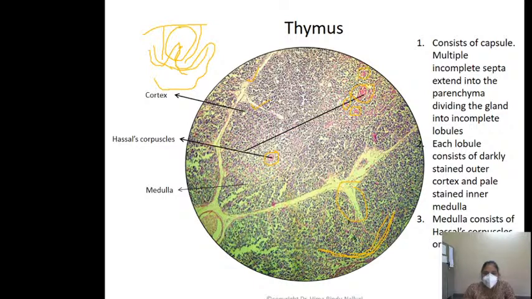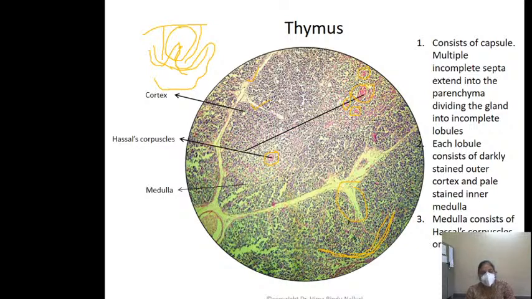So what are these Hassall's corpuscles? These are degenerated epithelial cells in the thymus. These degenerated epithelial cells will be forming the coral-like eosinophilic bodies, and these are called the epithelial pearls or the Hassall's corpuscles. As the age increases, the number of Hassall's corpuscles also will increase. So that is the identification point for the thymus.